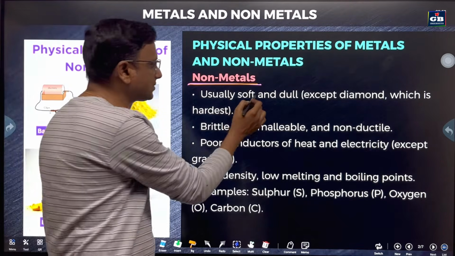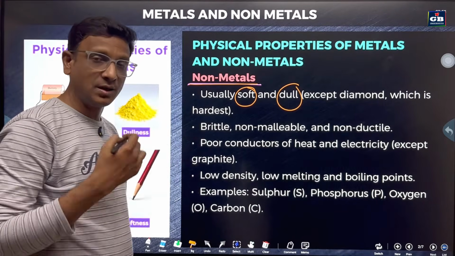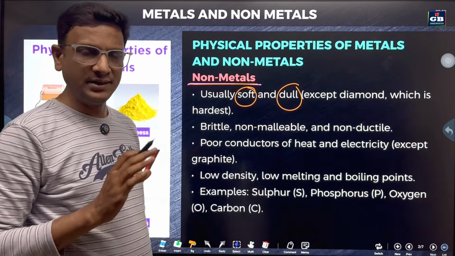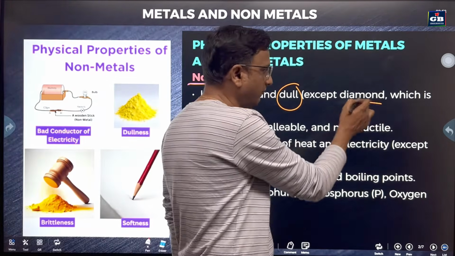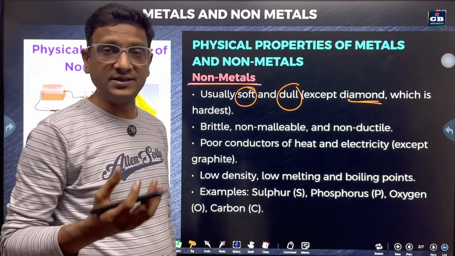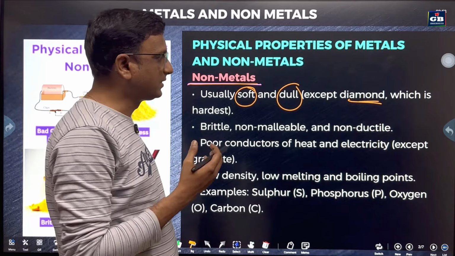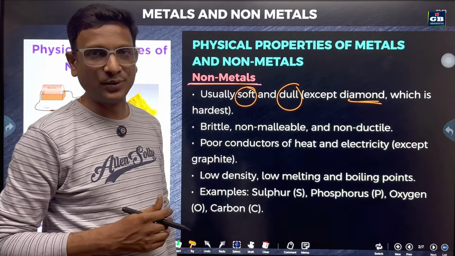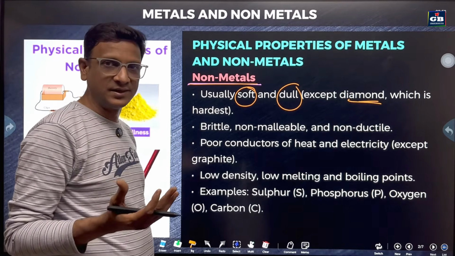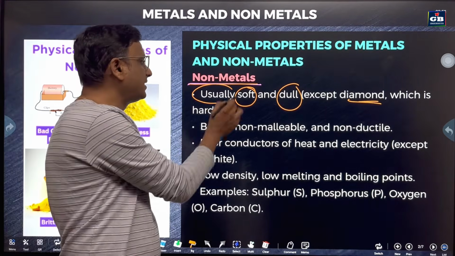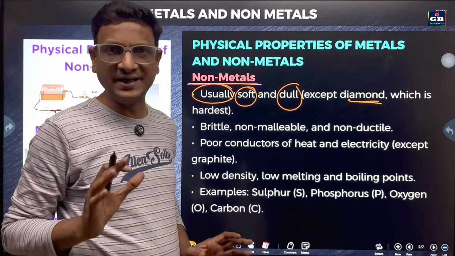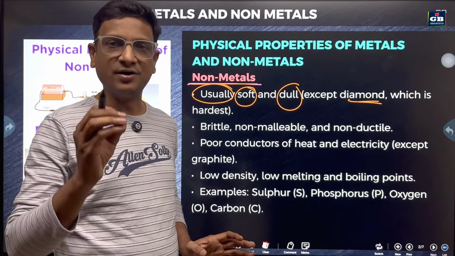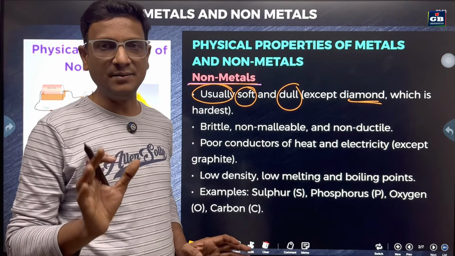Non-metals are usually soft and dull. But how are the metals? Hard and shiny. These are soft and dull. Here there are some exceptions, except diamond. Why? Diamond is a non-metal, but it is very hard and shiny. So in this property, it is not matching. There is an exception. Diamond is a non-metal, but here it says usually. Usually means most of the cases.